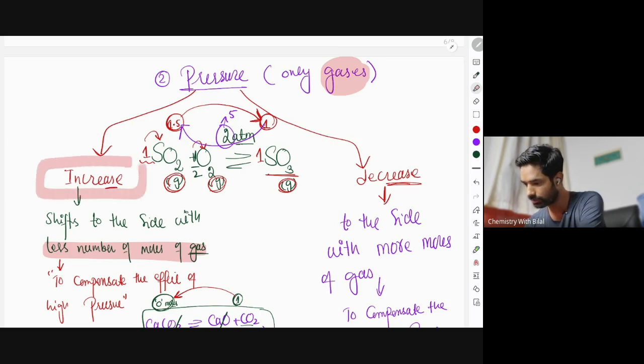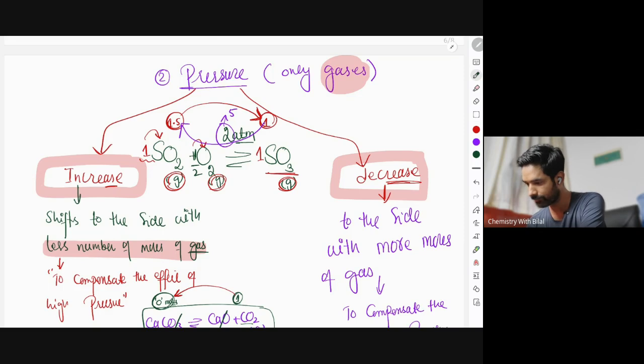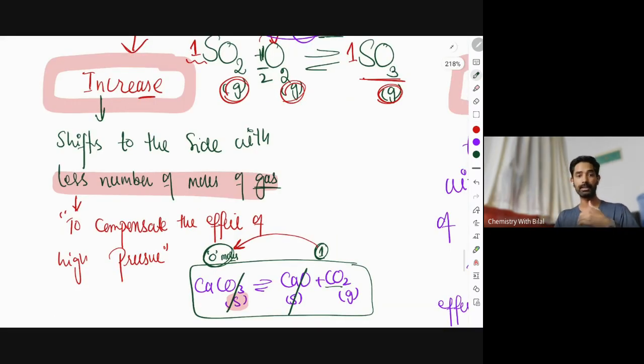So either you can increase the pressure or you can decrease the pressure. Let's first look at the effect of increase in pressure. So when you increase the pressure, equilibrium goes to the side with lesser moles of gas, as Zainab mentioned yesterday, like diffusion, high to low.